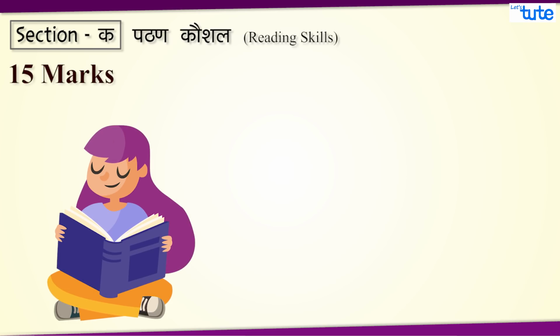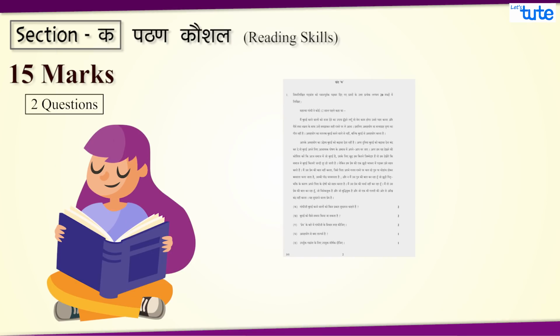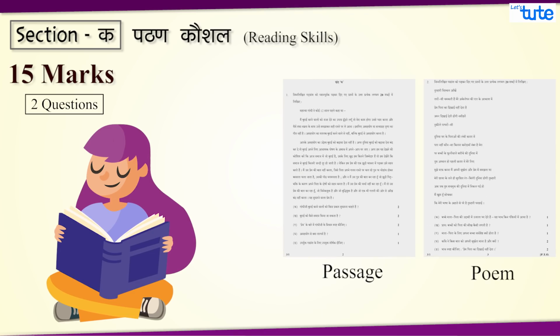Now, K section includes Pathan Kaushal, which means reading skills, and the marks for this section are 15. In reading skills, there are 2 questions. Question 1 contains a passage and question 2 contains a poem. By reading the passage or poem, we have to answer the questions in 20 to 25 words.